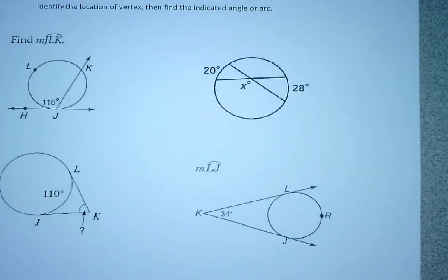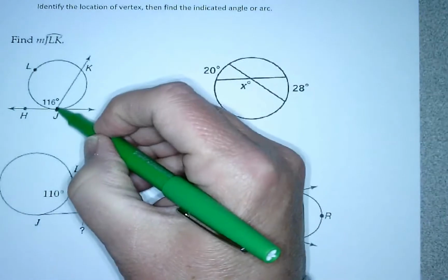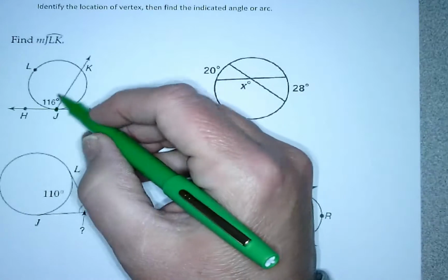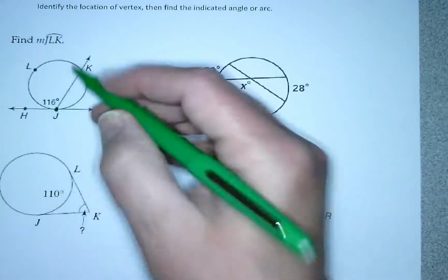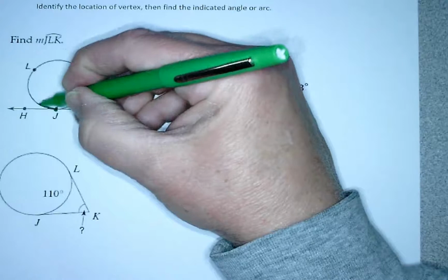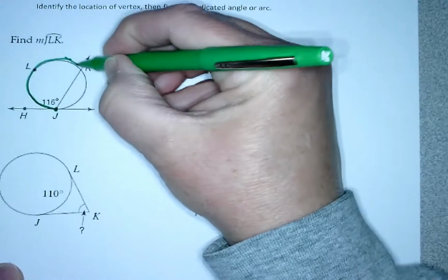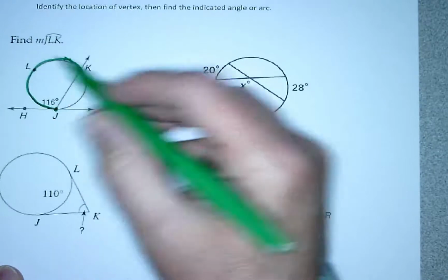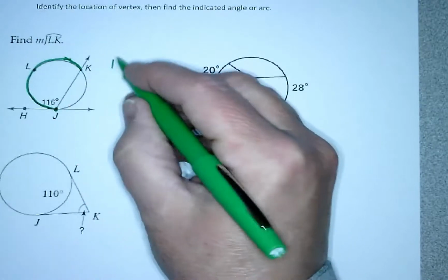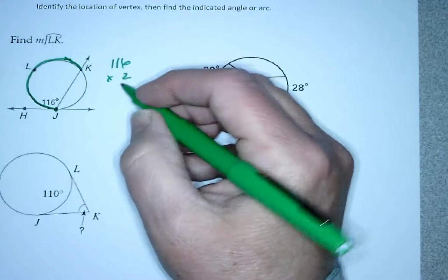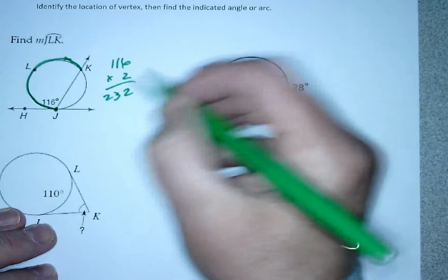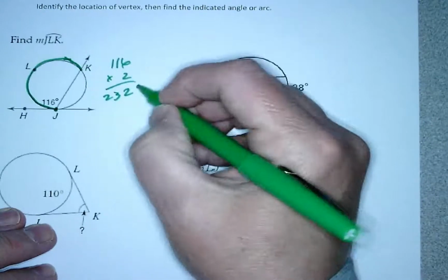So first of all, we want to identify where the location is, because that will tell me exactly what I need to do with my arcs. So this one is going to be on the circle. It's called inscribed. An inscribed angle is half of its arc. So if this is the inscribed angle, its arc is going to go all the way from here all the way to here. Okay, so that angle is half of the arc. So to go out to the arc, I have to take 116 times 2. And when I do that, let's see, I get 232 degrees for this arc.